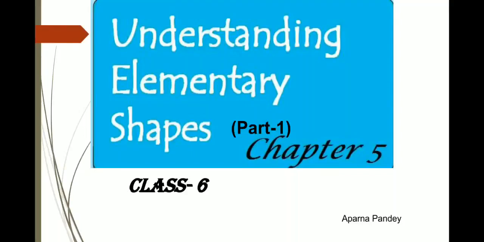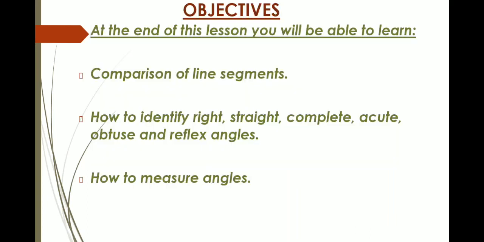Students of class 6, today we will learn chapter 5, Understanding Elementary Shapes, part 1. Objectives. At the end of this lesson, you will be able to learn comparison of line segments, how to identify right, straight, complete, acute, obtuse and reflex angles, and how to measure angles.